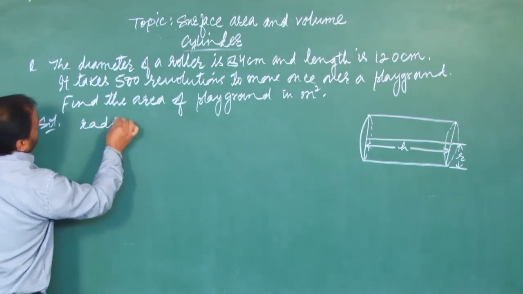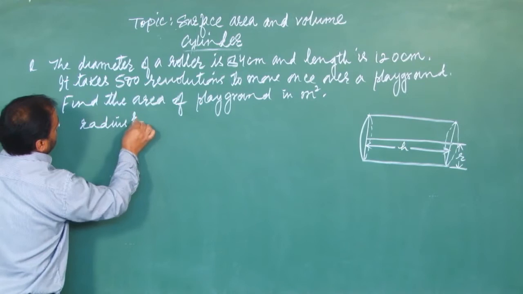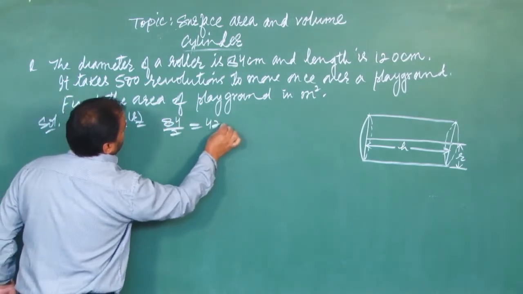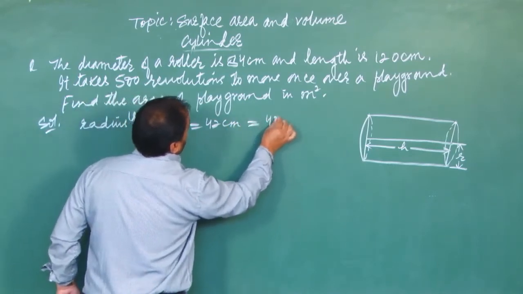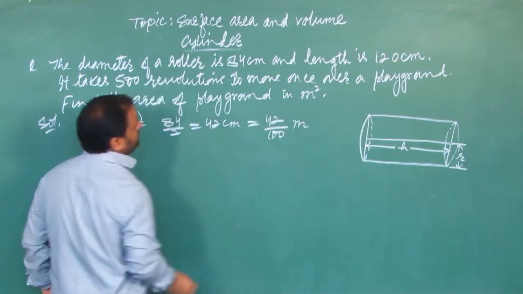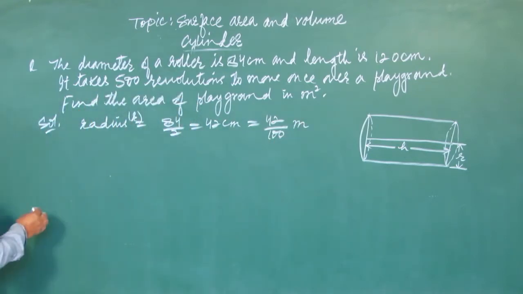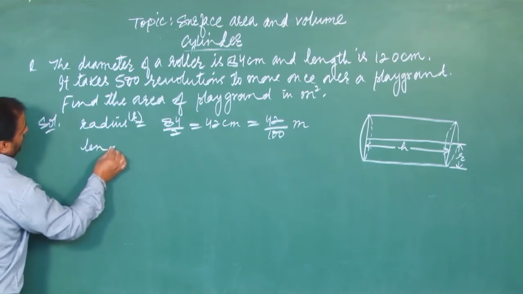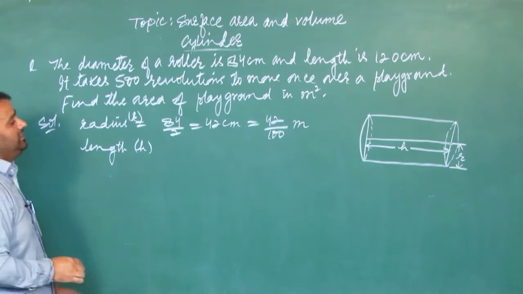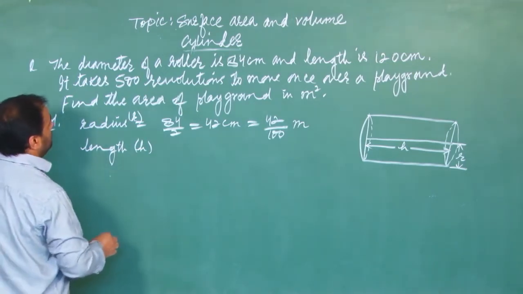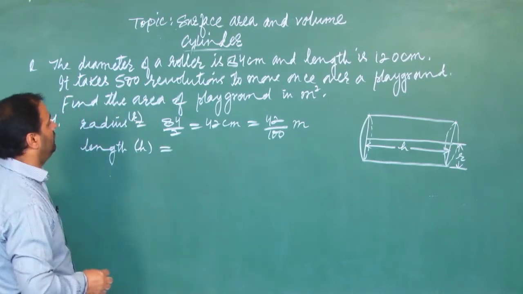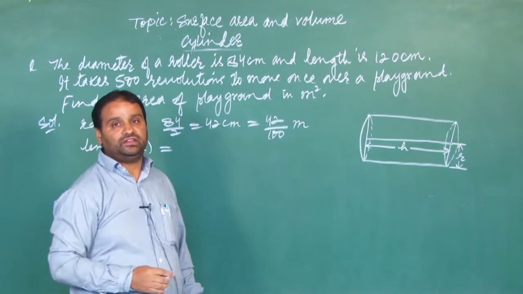So when we find the curved surface area of the cylinder, let's find what its radius is. Its diameter is 84 centimeter, divided by 2, that's 42 centimeter is the radius, and to convert it into meters we divide it by 100. Now the length of the cylinder, we can denote it by h, because when this roller is kept in a standing position, the length will convert into height.